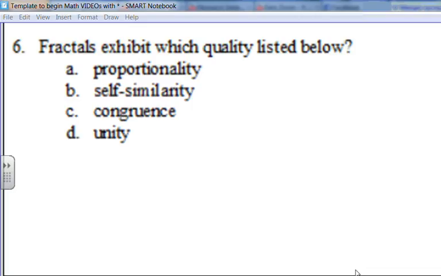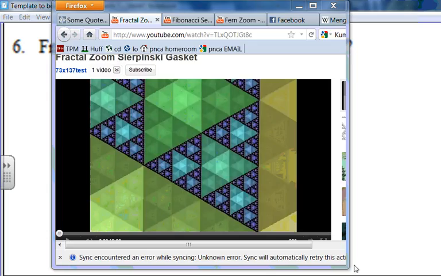Alright, from what we've watched so far on the NOVA documentary on fractals, fractals exhibit a quality called self-similarity. There are things that are proportional, obviously. If things are similar, they're proportional. But what defines fractals to a large degree is the idea of self-similarity. So what is that? Well, let's take a look at this Sierpinski gasket.